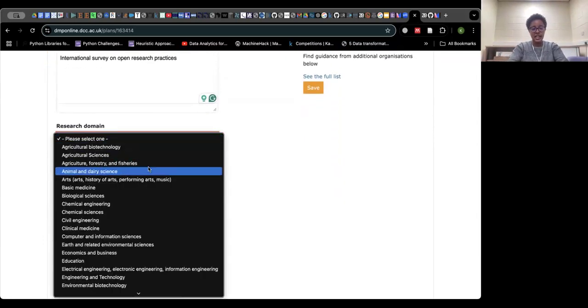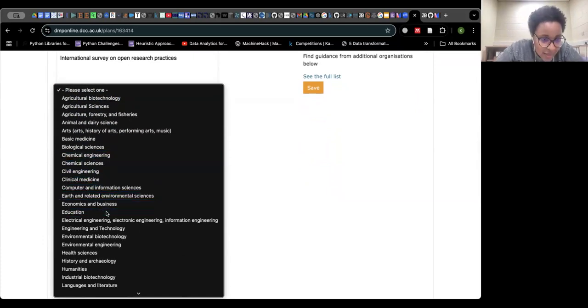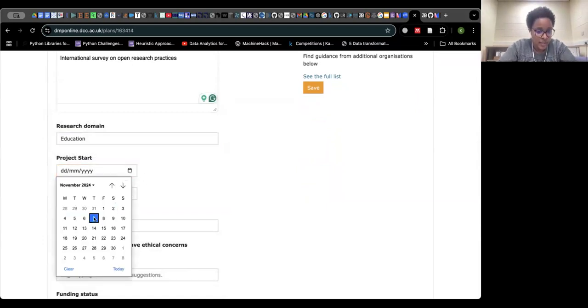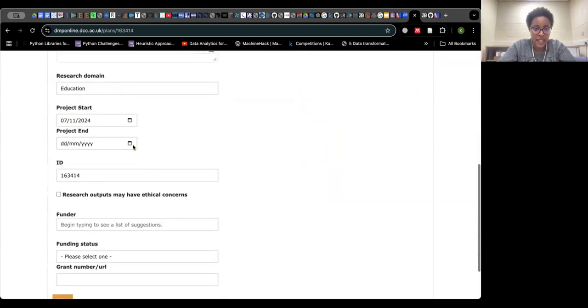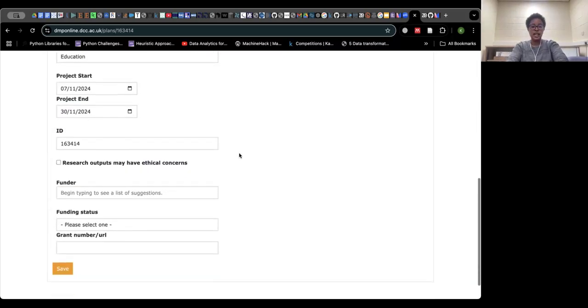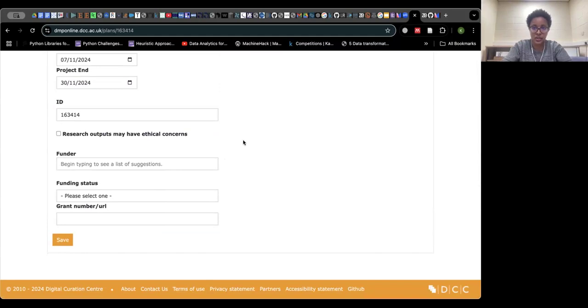Your research domain, it gives you a list of domains. I'm going to select education. Let's say our project begins today and ends 30th of November. It's going to generate an ID for you automatically, so you don't have to do that yourself. So this ID you're able to share with other people.